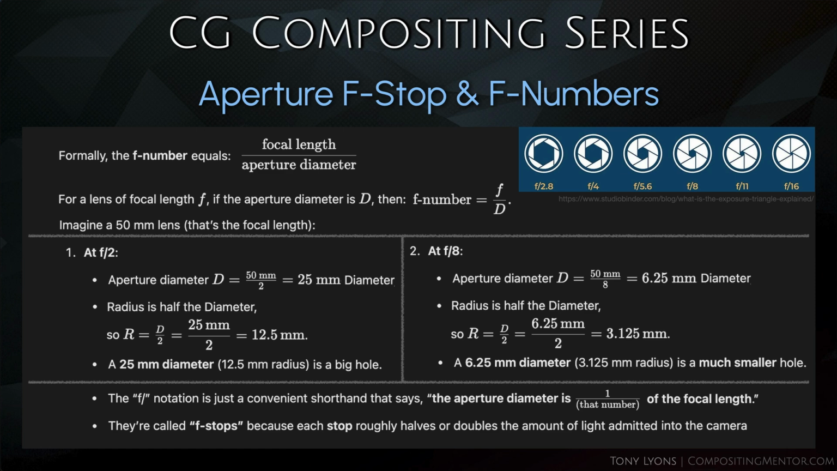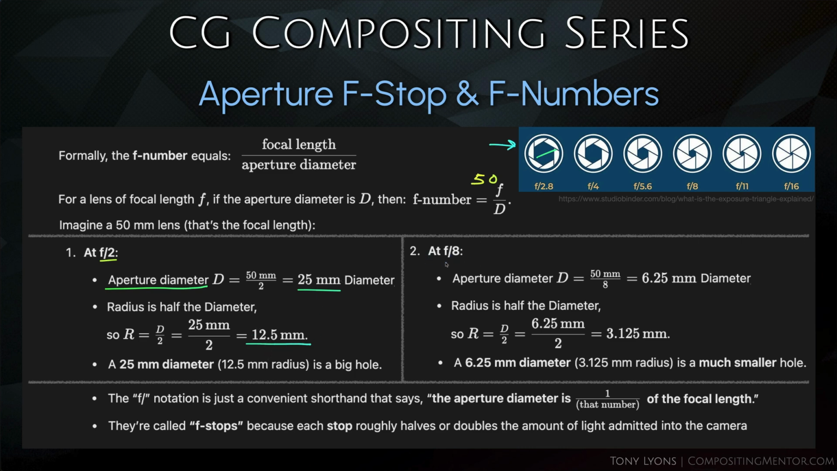So imagine that we had a 50 millimeter lens, and that's the focal length. So that is the number that is going to go up here in the f. And so we have two different aperture settings here. On the left side, we have an aperture of f2. And so in order to get our aperture diameter, which is that distance across of the hole, we are going to take the focal length divided by 2, and that gives us 25 millimeter diameter. The radius is half the diameter, so that's d divided by 2, or 25 divided by 2, and that gives us a radius of 12.5.